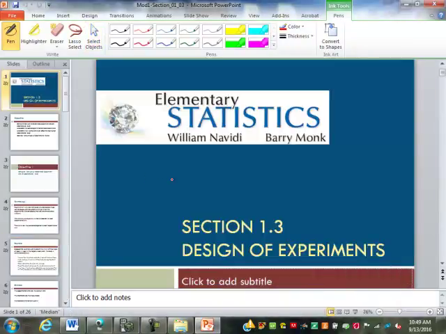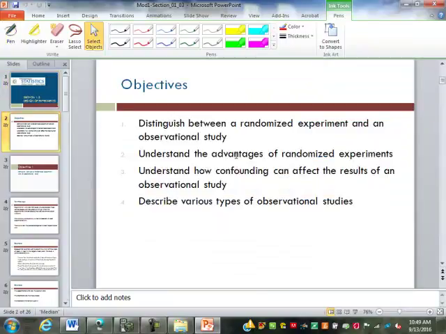Okay, so here we are with section 3. We'll get to designing experiments now. So we need to be able to distinguish between randomized experiments and observational studies. Randomized experiments are where we actually create a condition and we give that condition to one group or another, and we create the conditions in which they're being tested. Observational studies, we just have to watch and see what we can see.